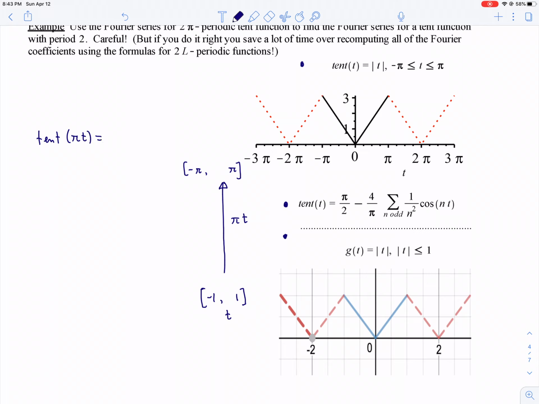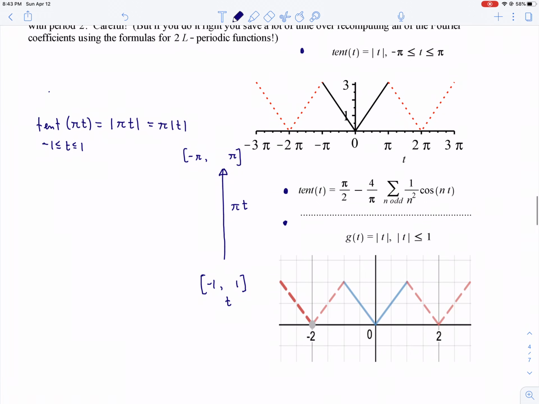Well, as t is going from -1 to 1, it's just the absolute value of pi t, because pi t is going from minus pi to pi, which is pi times the absolute value of t.